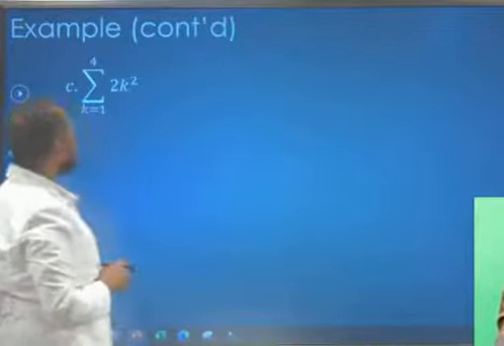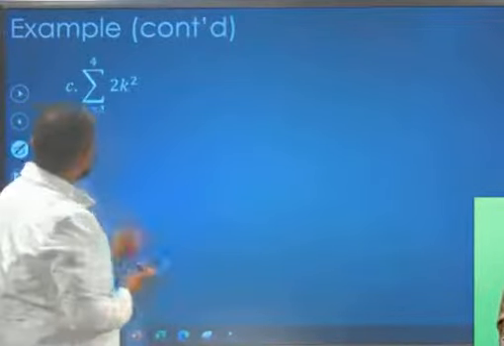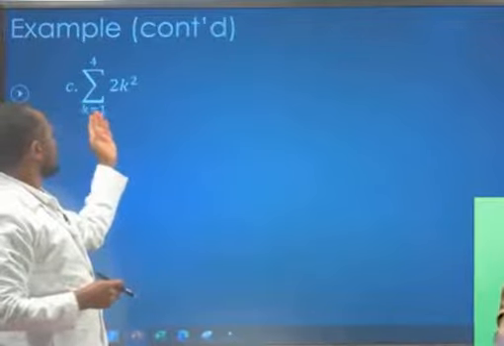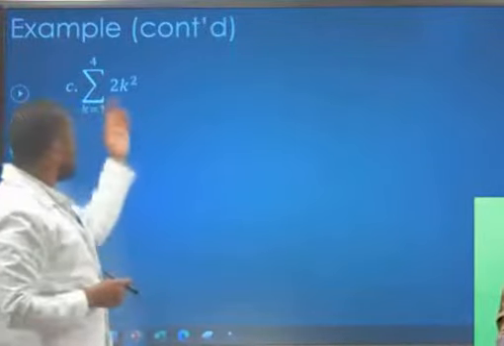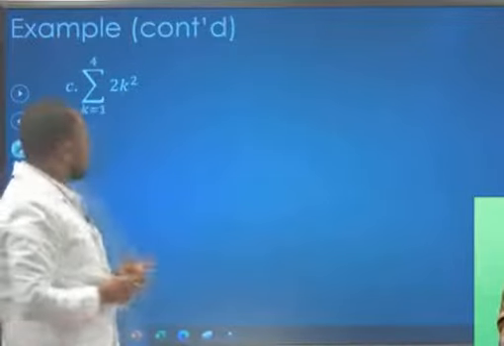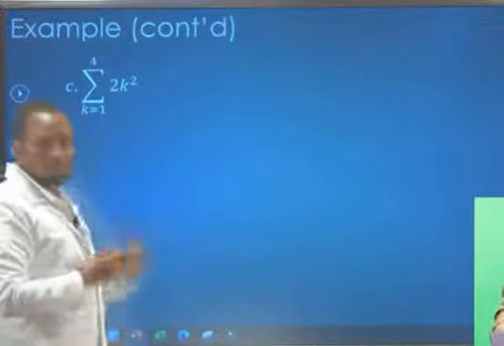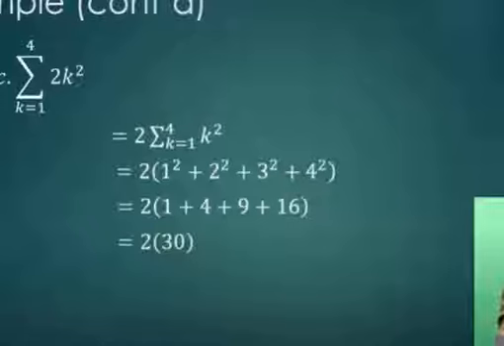Okay, this one: the summation of 2k squared, k starts from 1 up to 4. So let me give you 40 seconds. Let's try this question, we'll do it together. The final answer is 60.